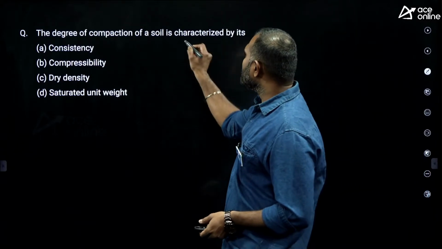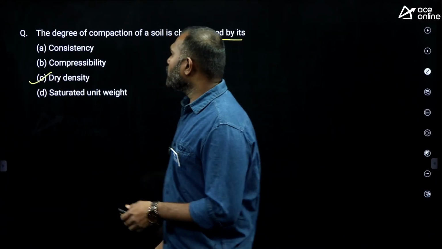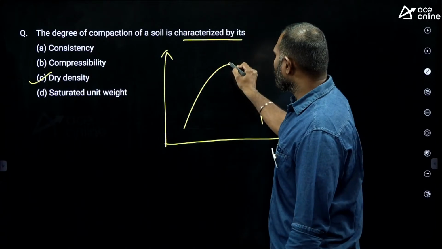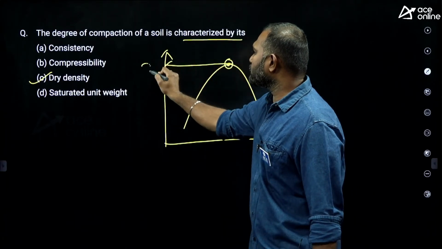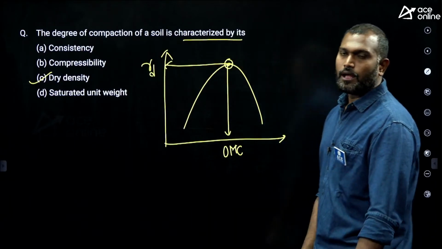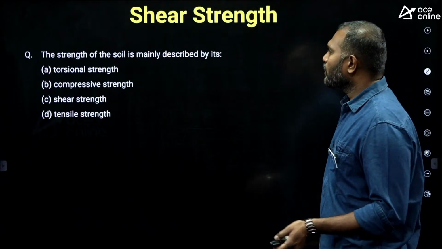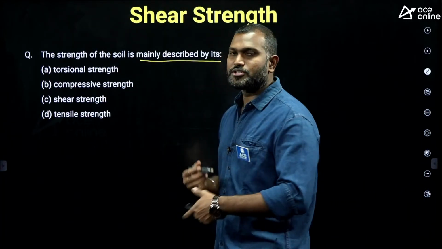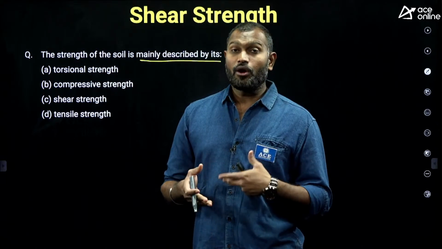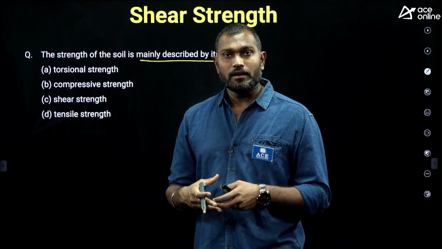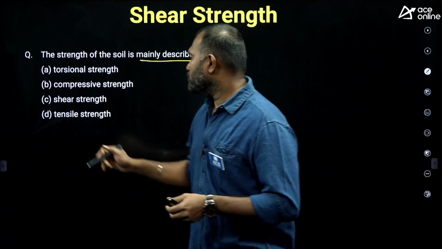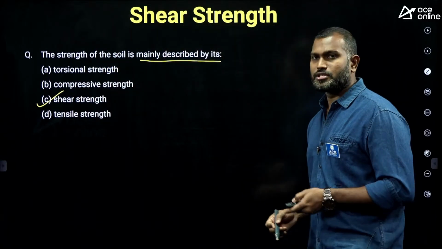The degree of compaction is characterized by means of the dry density. Because when you do compaction, you are going to measure based upon the compaction curve. Whatever maximum dry density you attain, based upon that only you are going to say whether the compaction is good or bad. And relative compaction is one terminology used. The strength of soil is mainly described as the shear strength. See, in steel, we say tensile strength. In concrete, compressive strength. Whereas in soil, it is not compressive, it is not tensile, it is about shear strength. So the strength of soil is mainly described as shear strength.